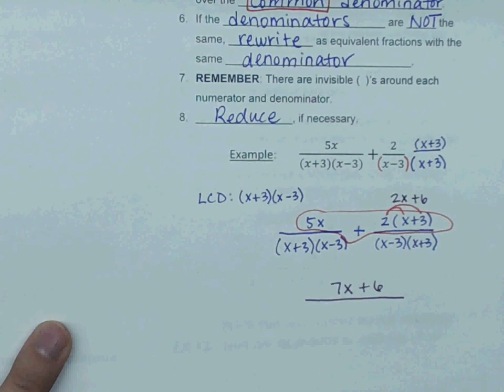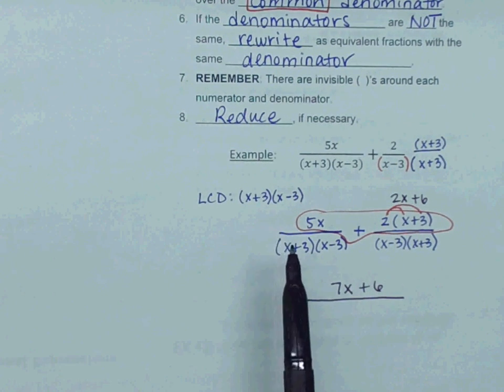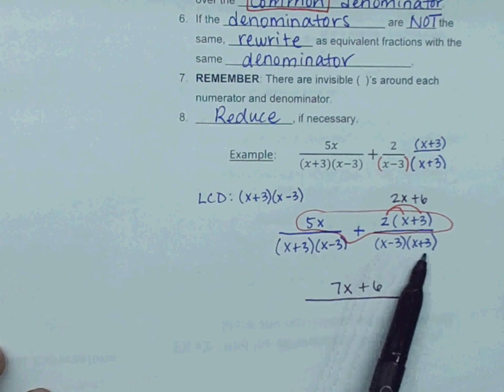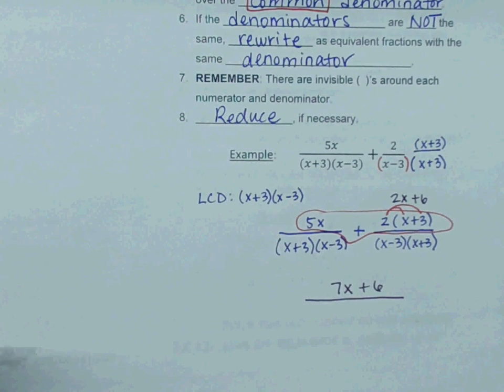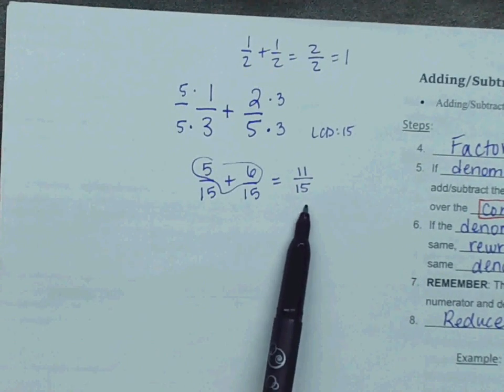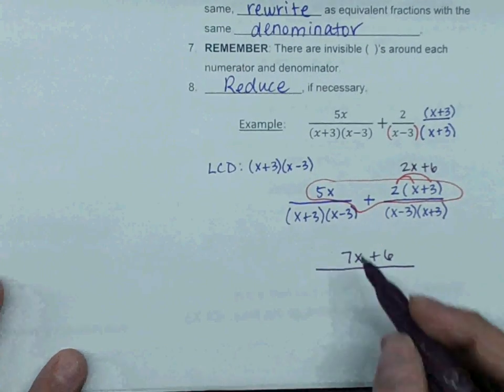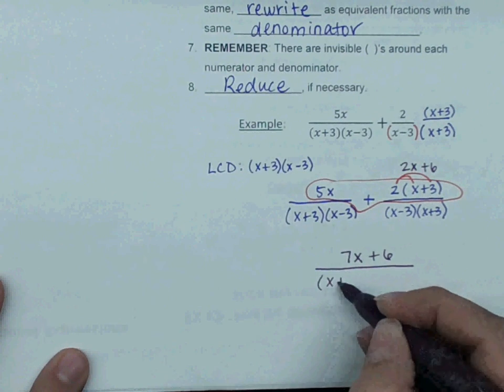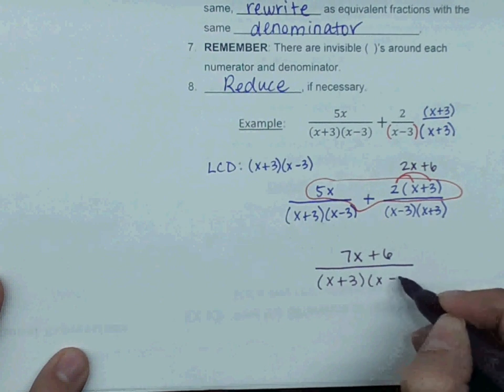Okay, so what do we put it over? Some people make the mistake of putting it over this and this. You don't want to write it twice, okay? Just like what we did before with these, we just wrote the 15 one time. That's your common denominator. So now we're going to write that once on the bottom.